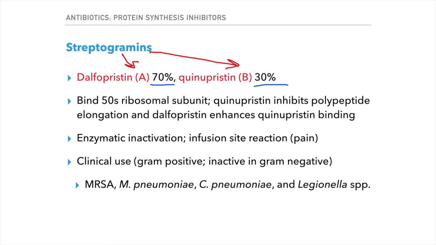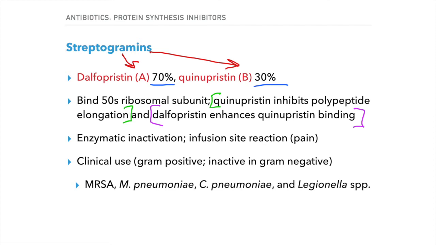Now, just like the oxazolidinones, the streptogramins bind the 50S ribosomal subunit. And both of these agents have a slightly different mechanism of action. It's really quinupristin that inhibits the polypeptide elongation, so it's the protein synthesis inhibitor. However, it's dalfopristin that enhances quinupristin binding. So here, this is quinupristin's mechanism, and then here is dalfopristin's mechanism. So dalfopristin is really synergistically interacting and allowing quinupristin to actually work better.